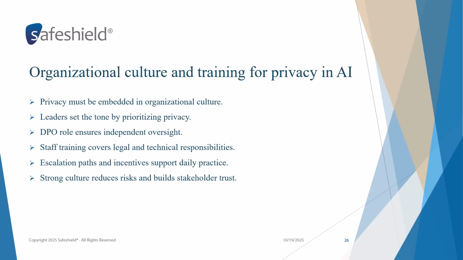Strong privacy and data protection in AI systems require more than policies and technology. They depend on organizational culture. Everyone involved in designing, deploying, or using AI must understand their role in safeguarding personal data. This begins with leadership. Executives must set the tone by prioritizing privacy as a strategic value, not just a compliance obligation. Appointing roles such as a data protection officer, DPO, signals accountability and ensures dedicated oversight.